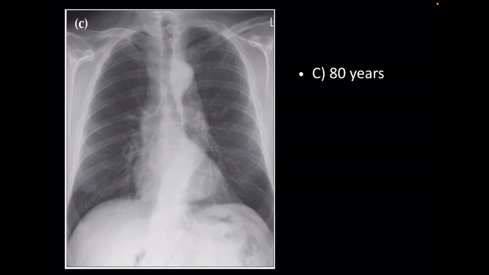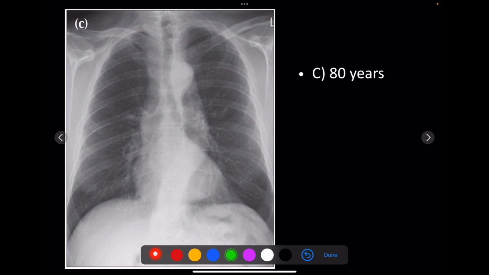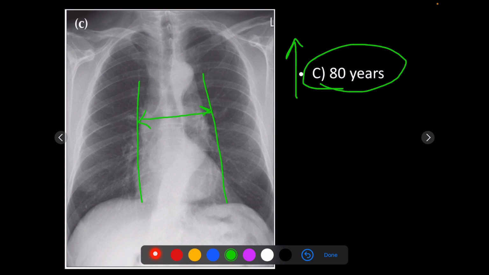Now compare this with this X-ray. This is an 80-year-old male, and you see this. So this is completely unfolded. And also compare the mediastinal wideness. There is widening of the mediastinum. So as age progresses, there is widening of the mediastinum, but this is mainly due to the unfolding of the arch of the aorta.